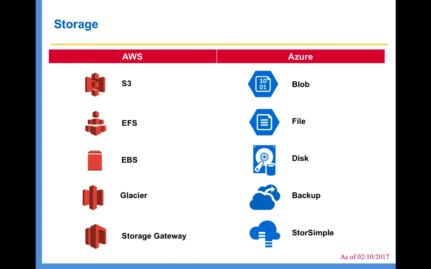In terms of storage, if you want to store unstructured data in the cloud, such as documents, media files, or snapshots of your virtual machines, etc., then you can use S3 from AWS perspective, and you can use blob storage in Azure. And in case you want to have a shared file storage that you want to mount on multiple virtual machines within the cloud, then you can use Elastic File Service from AWS perspective, and you can use file storage from Azure perspective.